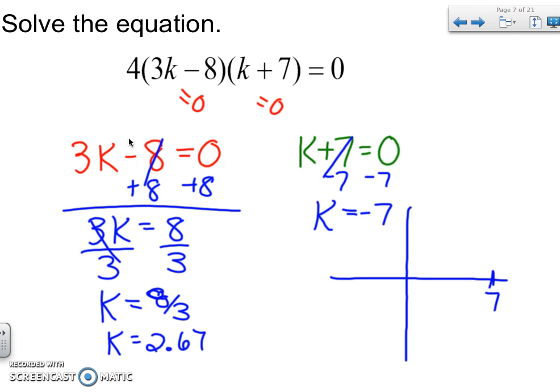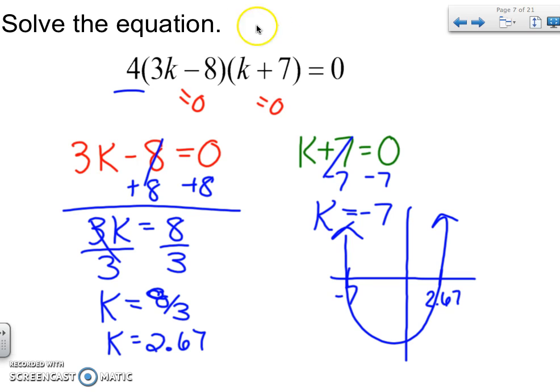Okay. So if I were to draw a rough sketch, 7 would be somewhere over here. Sorry, that should be -7, so it's going to be on the other side. And then 2.67 will be somewhere over there. This 4 out front tells me it's just going to be a nice little opening up graph. So there's the rough sketch of the parabola. So that zero product property is going to help you find where it crosses the x-axis. So let's look at a couple more.